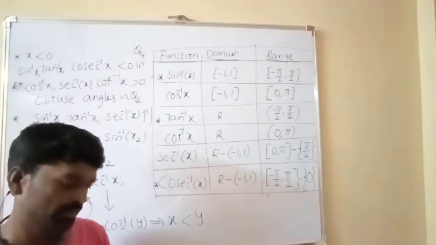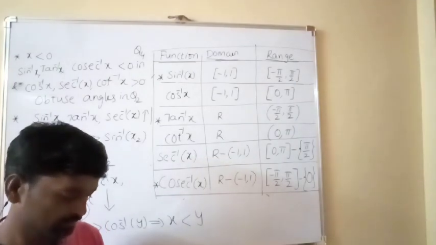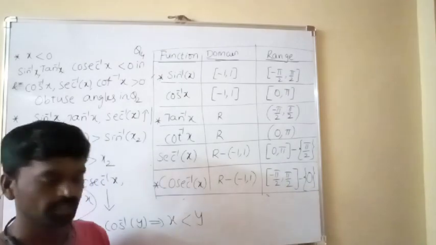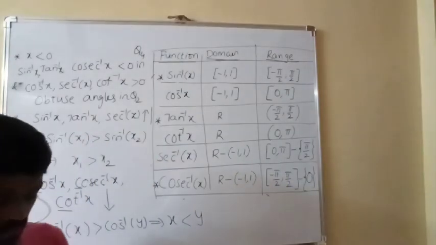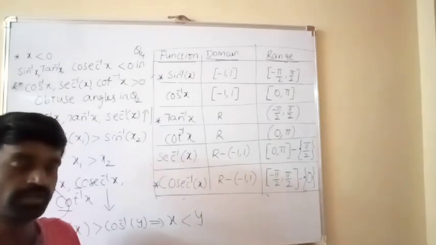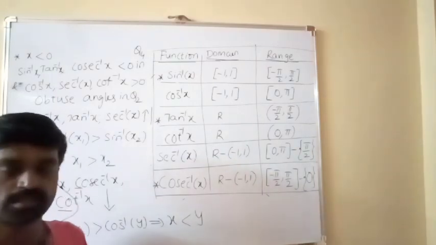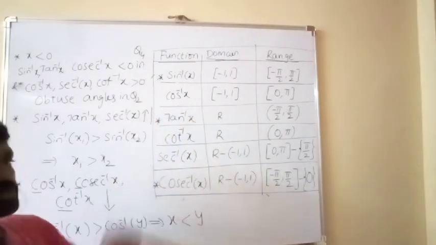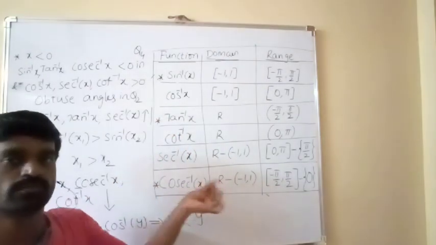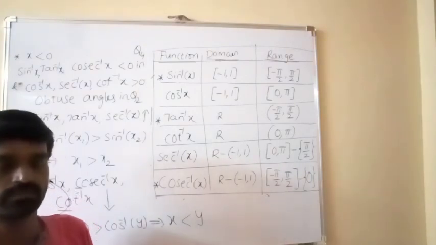So after this, next point. After this minus x properties, property 1 is what? Minus x property, that is sine inverse of minus x is minus sine inverse x, cos inverse of minus x is pi minus cos inverse x, and so on. Similarly, cosecant inverse of minus x is minus cosecant inverse x.